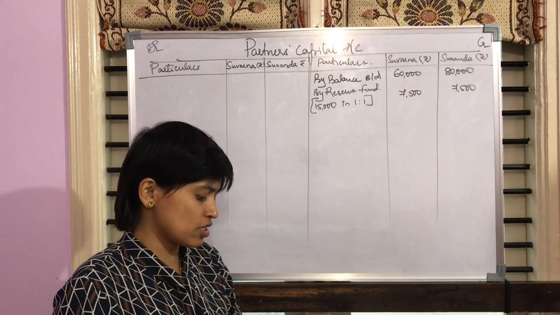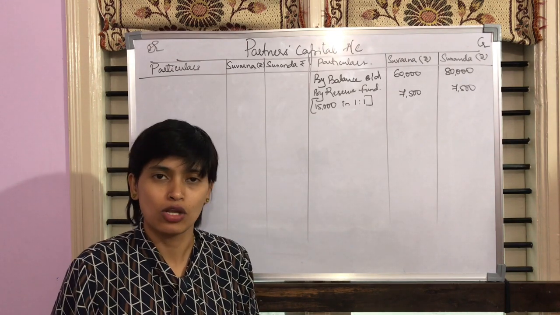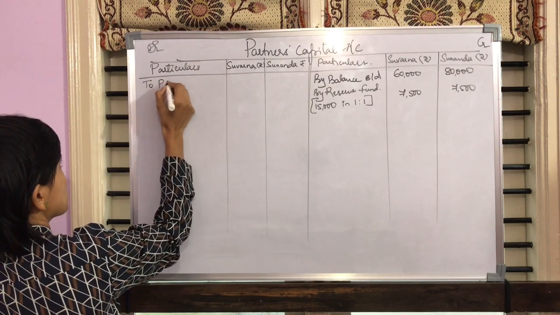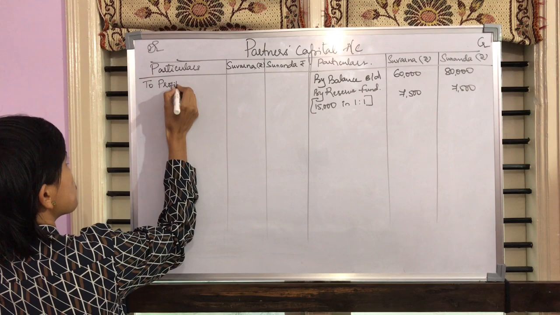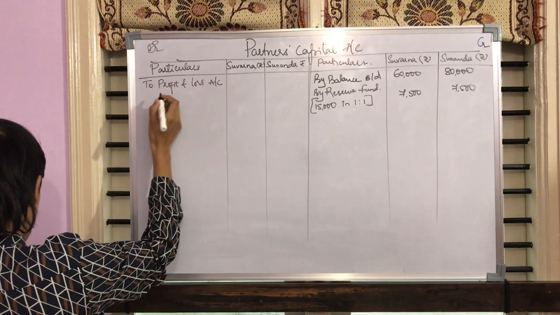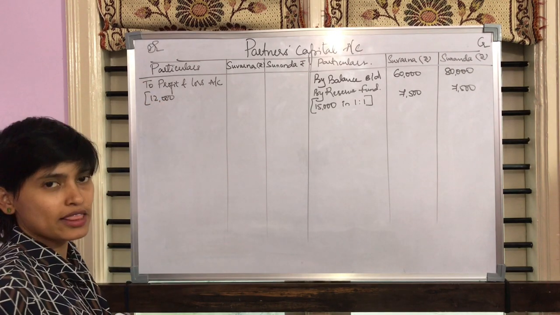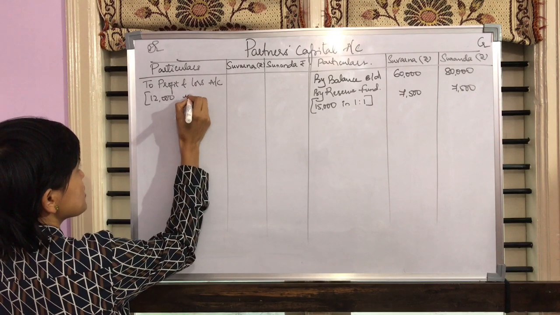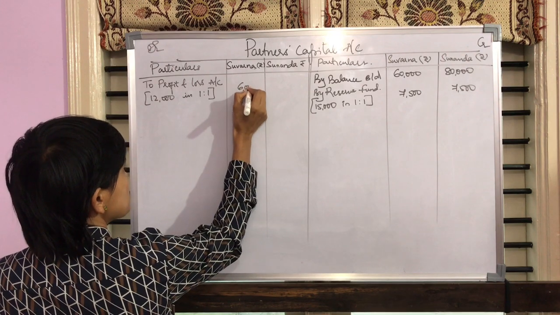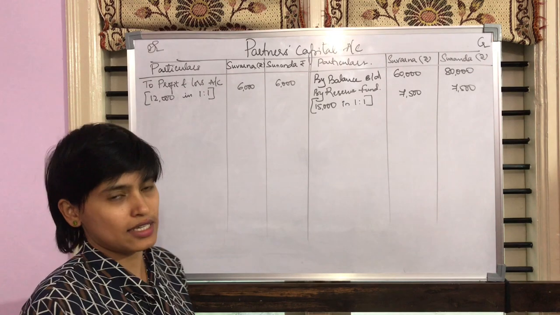The next information given in the question on the asset side is profit and loss account. So let's write this and distribute among the partners as profit and loss account. The value of loss given in the balance sheet is rupees 12,000. Let's distribute this in the profit sharing ratio. So both the partners, we will write rupees 6,000.